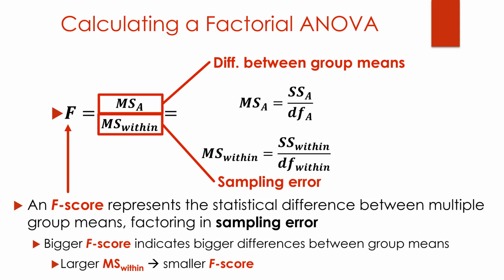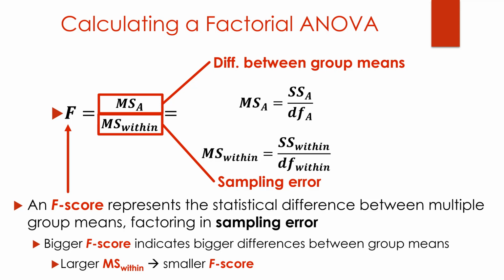The F-score means the exact same thing in the one-way ANOVA and the factorial ANOVA. A bigger F-score, bigger differences. But a larger sampling error, a larger MS within, results in a smaller F-score. Now, our MS within is actually pretty small, so that's encouraging. So we know that our F-score is representing more so the differences between our group means for each variable and for that interaction.